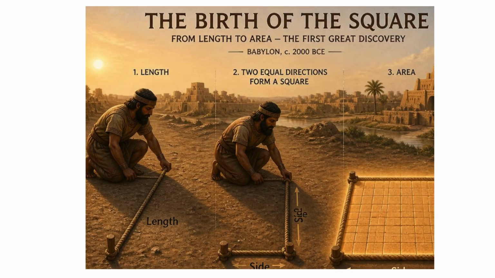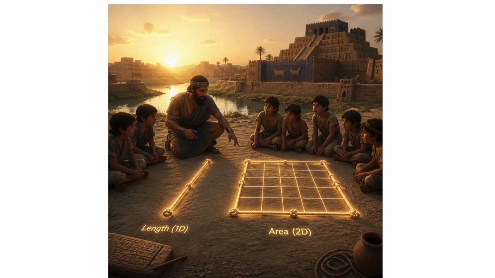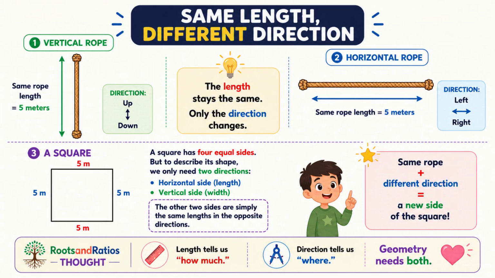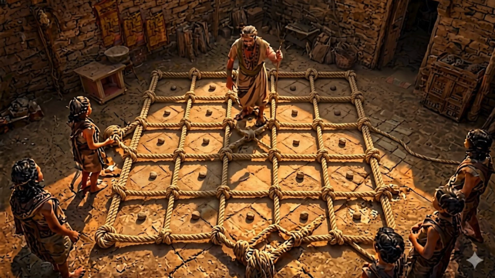Now take the same rope and place it in two different directions. Suddenly a shape appears, a square. The Babylonians did not think a square has four sides. Instead, they looked at the space inside it. They discovered that the area of a square depends on side times side. Turning rope into a grid.